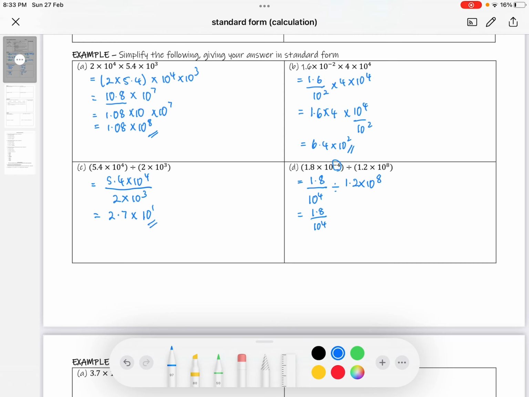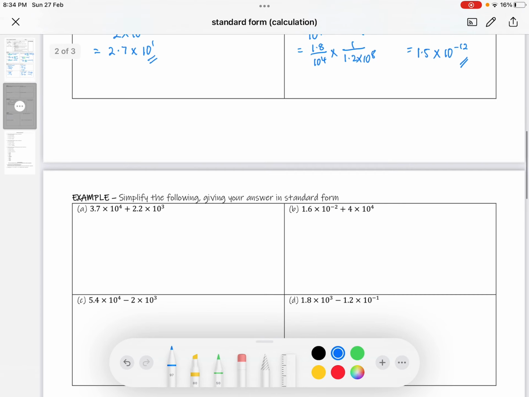So this one I follow the rule of fractions. So same as over 1, that's 1.2 times 10 to the power of 8. And so I divide the non-index parts together and then simplify the index form together. So 1.8 divided by 1.2 is 1.5 times 10 to the power of minus 12. And that's the solution in standard form. Okay, hopefully you get all correct.